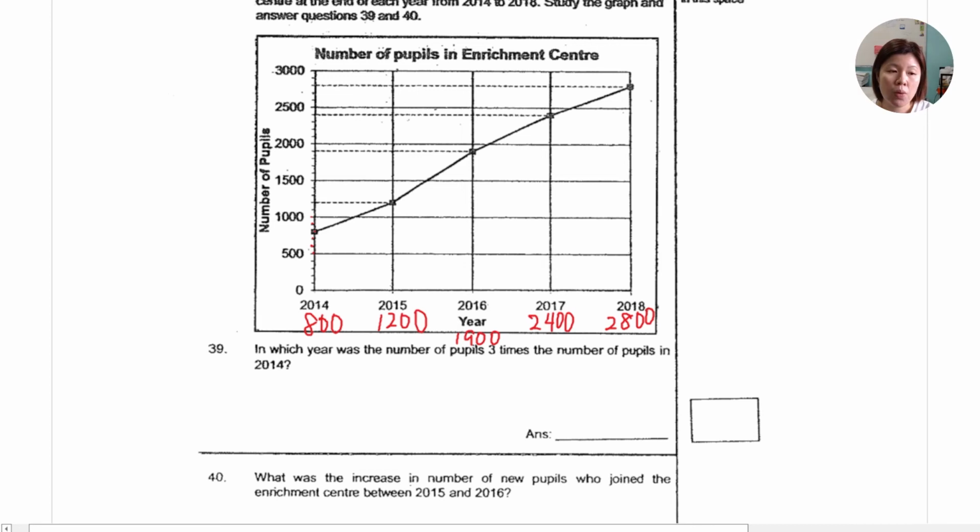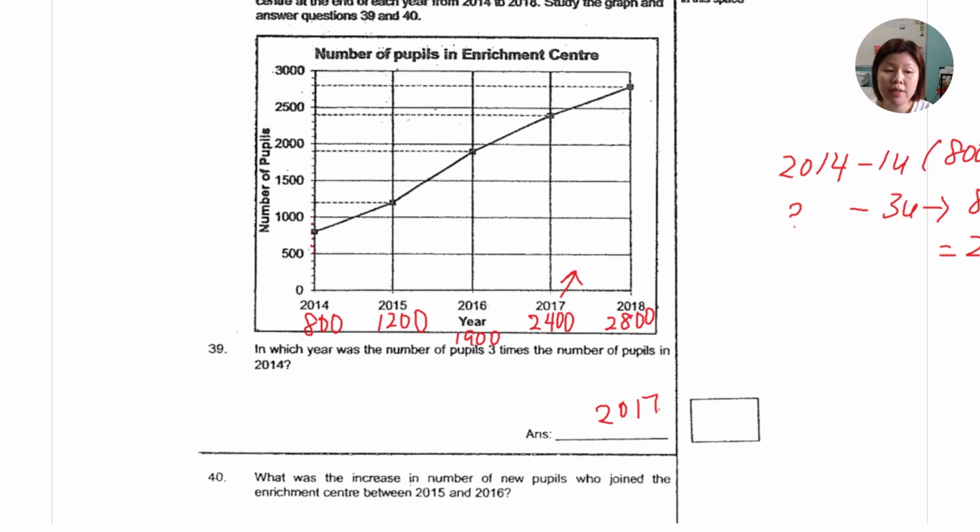Which year was the number of pupils 3 times of 2014? They're asking for which year is 3 times of 2014. So my 2014 is 1 unit and I don't know which year is 3 units. So we know that 1 unit is 800. So we can find 3 units, which is 800 times 3, which gives you 2400. So 2017 is 2400.